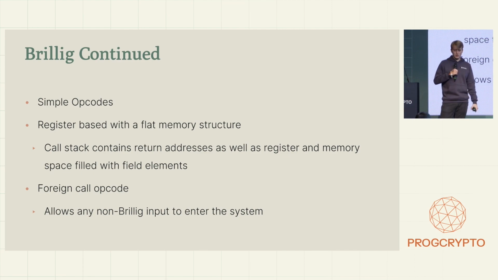So to go a little bit more into what it means to actually execute Brillig, it's designed to be as simple as possible. It's a very basic VM. There's only like 15 opcodes, the classic ones you would expect. Not going to list them all, but jump if, load, store. Really not much else. It's register based with a flat memory structure. One of the more interesting features, though, for Brillig is this foreign call opcode. And so this will enable any non-Brillig input to enter the system.